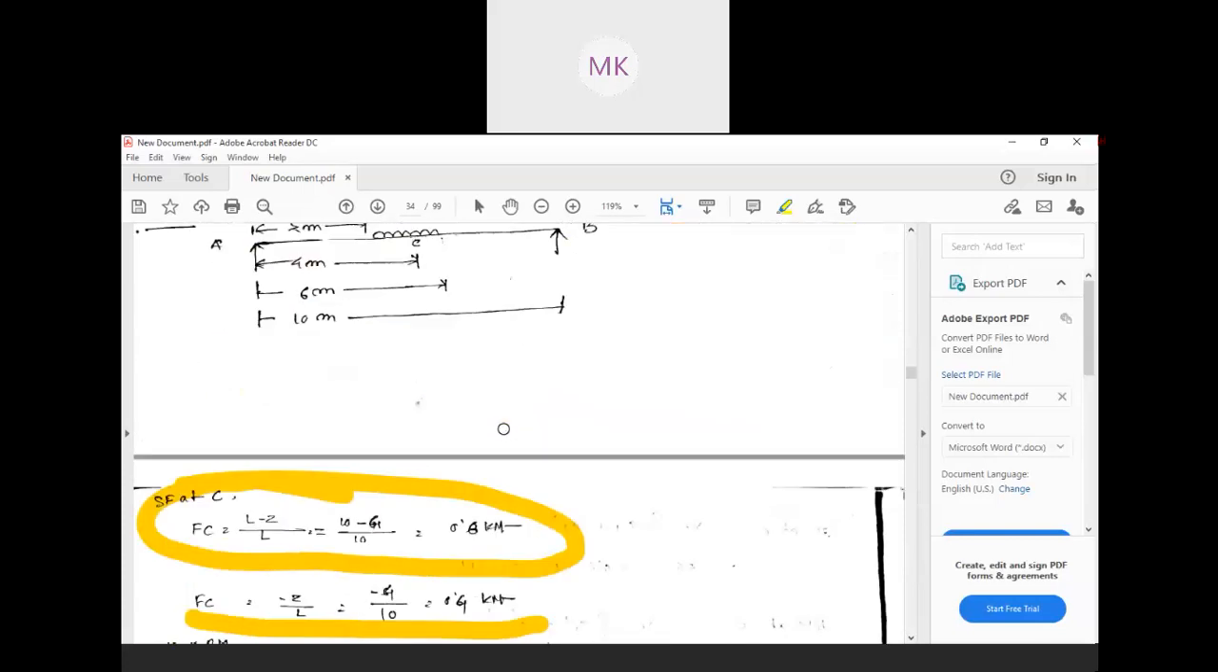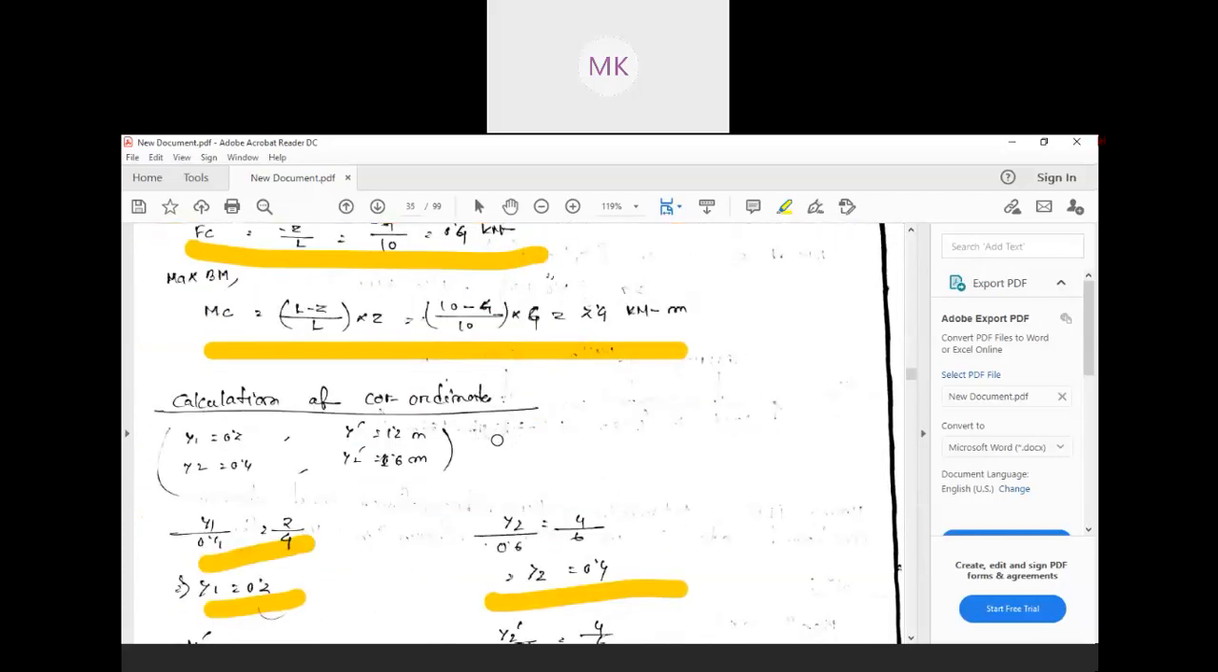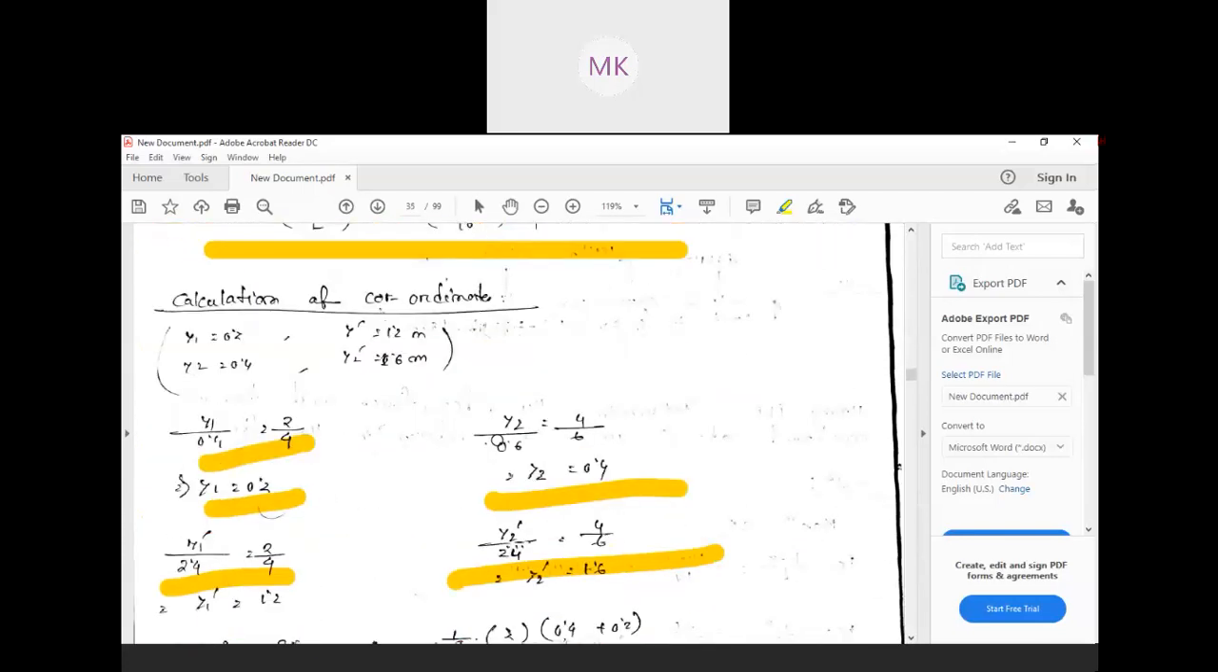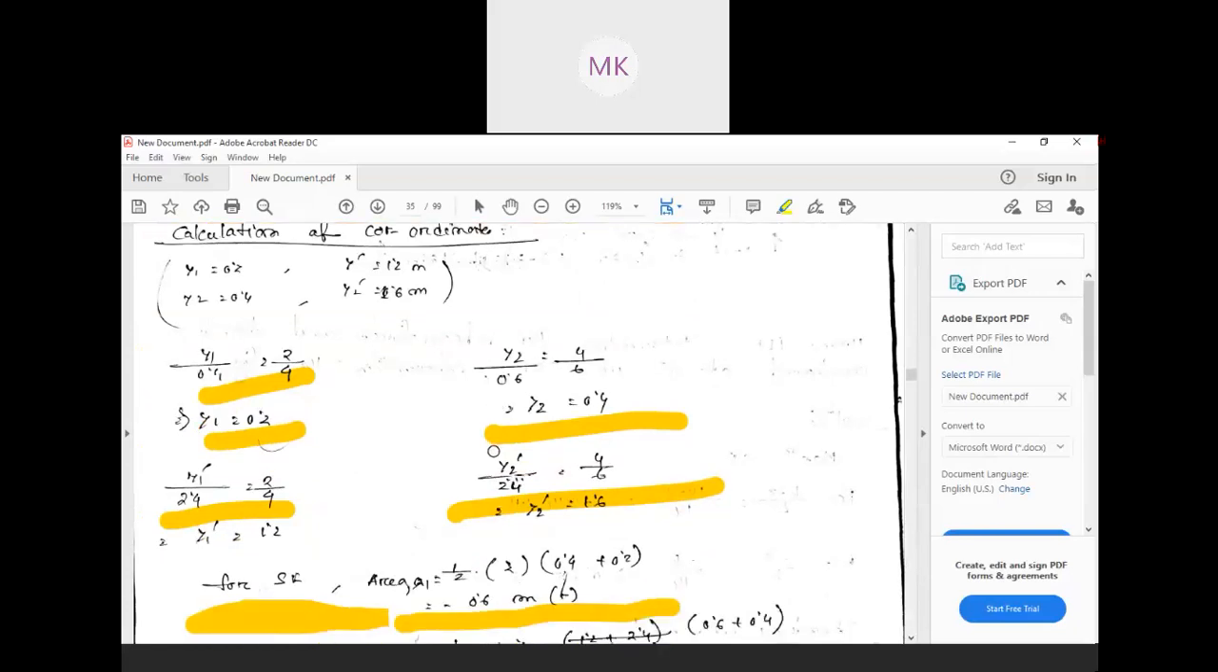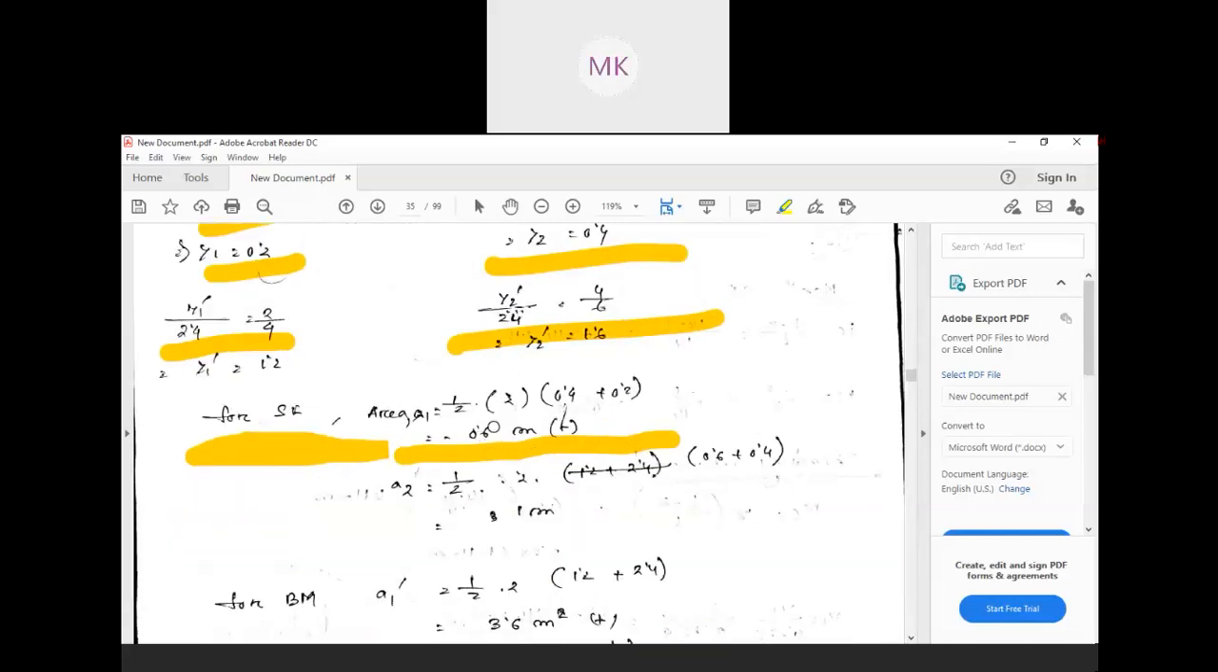It is given by what? Half into the sum of the parallel sides into height. Yes, height. So here you see we are using that formula for finding out this area.